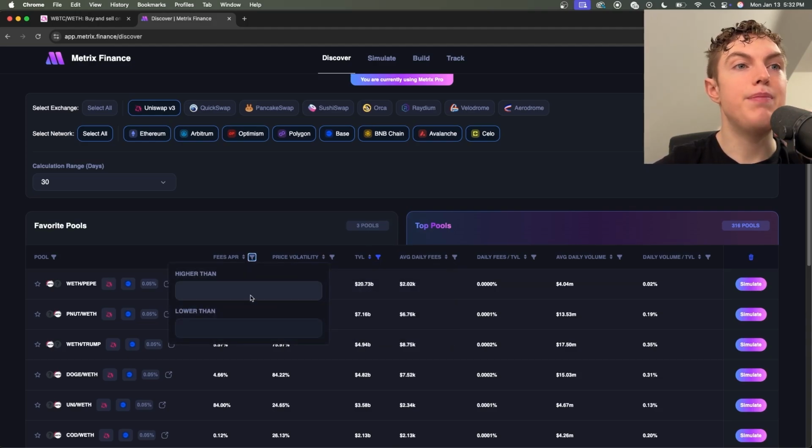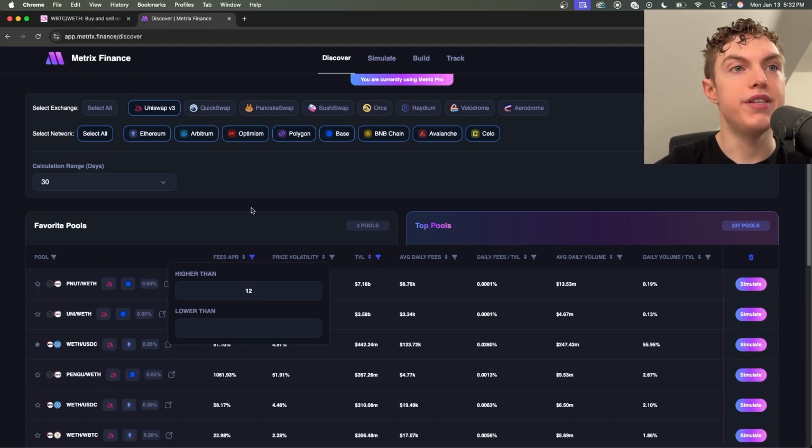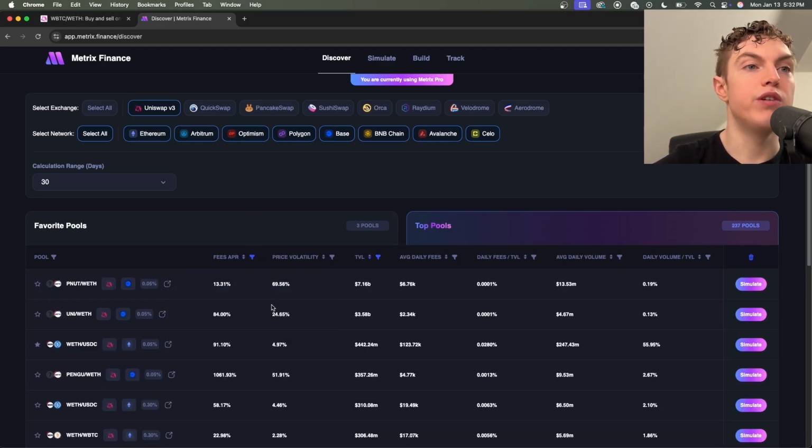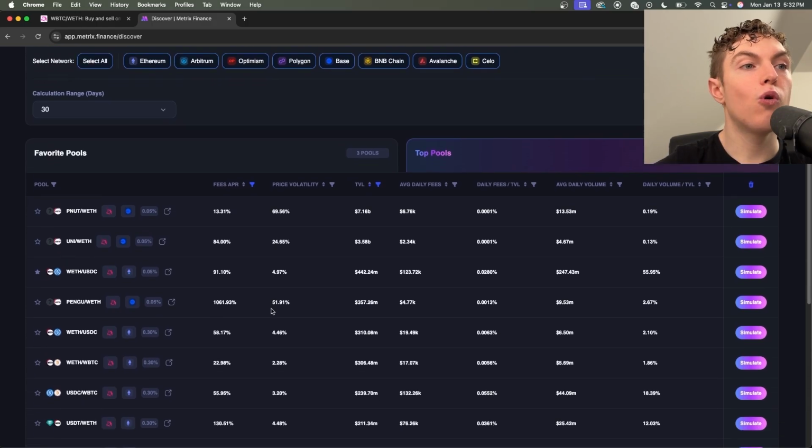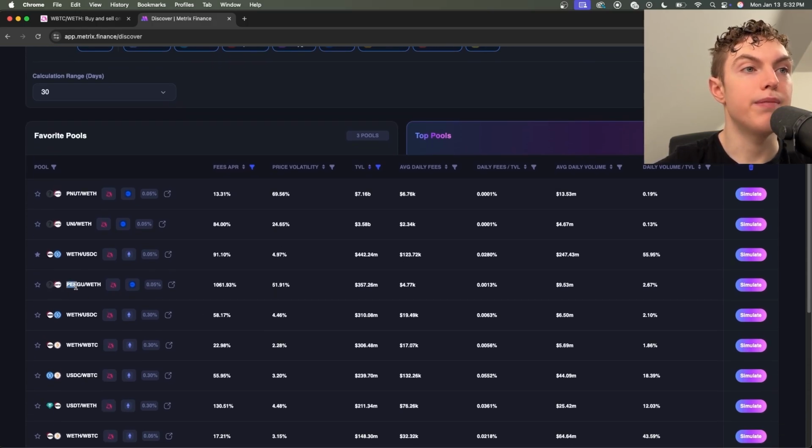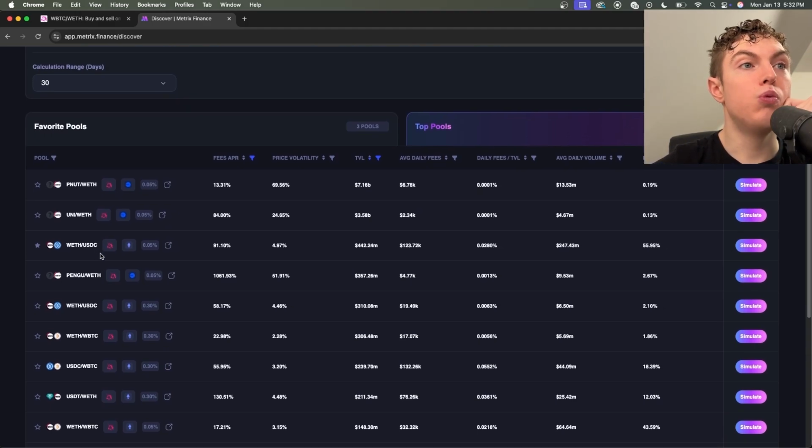And then for fees APR, we're not trying to look for pools that have like less than 5% APR, right? So I'll type in higher than 12% APR as a start. You can obviously raise this much more. Now, of course, you will see some meme coin pools like Pengu to Wrapped ETH. We here at Builder Wealth don't recommend taking on exposure to these, but if that fits your investment style, go ahead. So now we can see a ton of pools right off the bat.